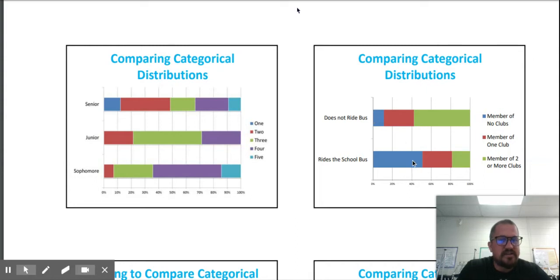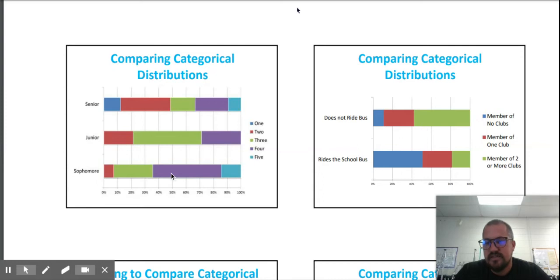And you can clearly see that those who ride the bus, a lot of them are not members of clubs, which may be because they don't have transportation. And a lot of students who do not ride the bus are members of 2 or more clubs. So you get a big percentage. So it's a lot easier to compare these.